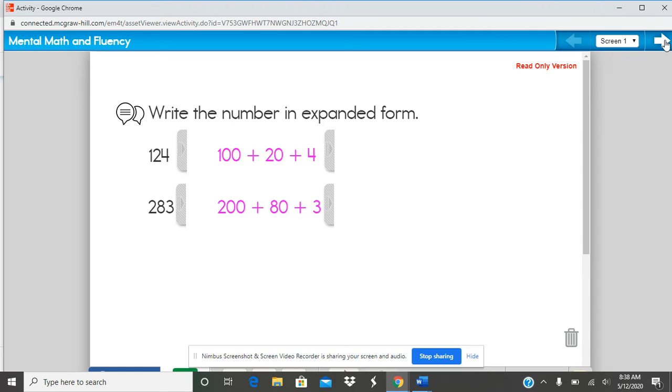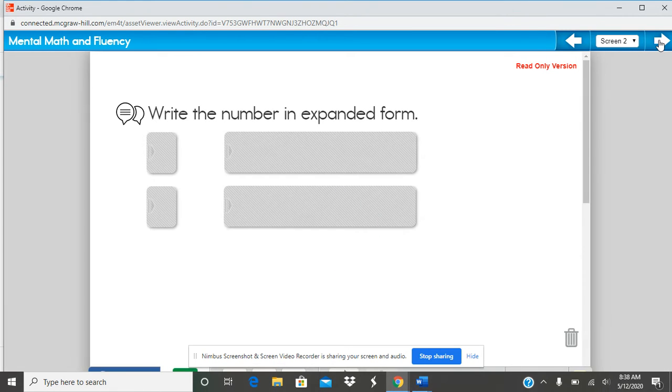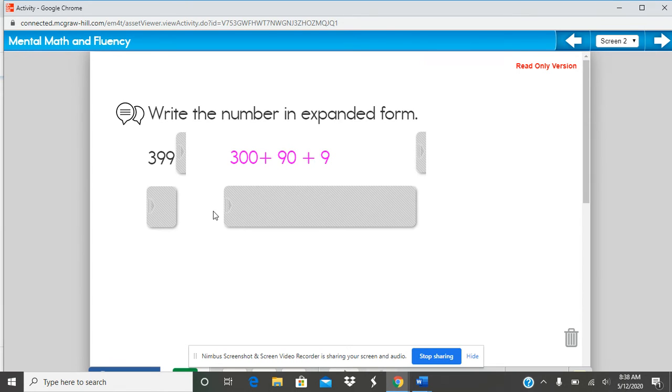Let's do it. Here we go. Your next number is 399. What is the expanded form number model for 399? If you said 300 plus 90 plus 9, good job. All right, our next one is 207. Remember, there's two different ways we can write this one. Both are correct. What is the expanded form for 207?